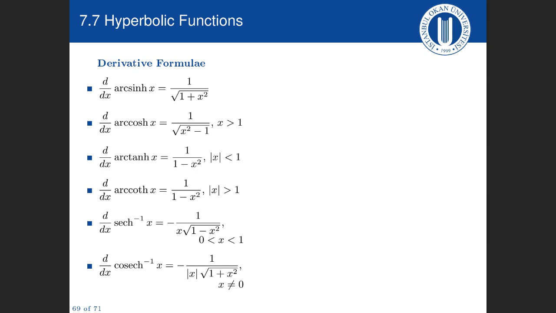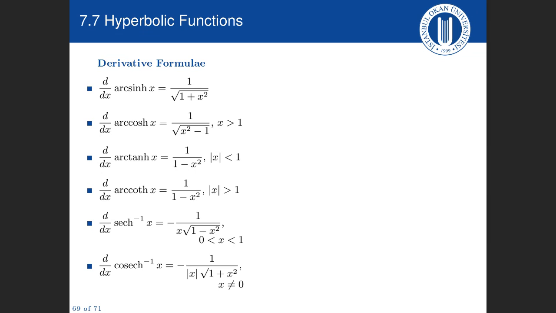The derivative of inverse, I had to write inverse here because I ran out of space. Inverse sech x is minus 1 over x square root of 1 minus x squared, as long as x is between 0 and 1. And the derivative of inverse cosech x is minus 1 over absolute value of x square root of 1 plus x squared, as long as x is not 0.